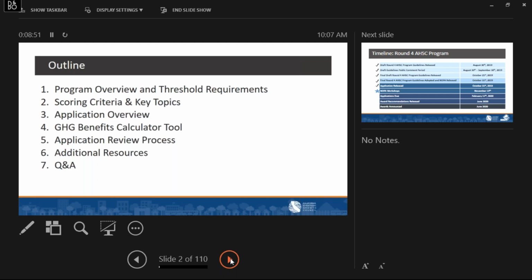We are going to then be going over the application. Our colleague at the Air Resources Board is going to be going over the benefits calculator tool that is a part of the overall application. And then we'll be covering the application review process, where to find additional resources on the program to help guide you through the application process. And then we will also have an opportunity for Q&A at the end for some of those more specific questions.